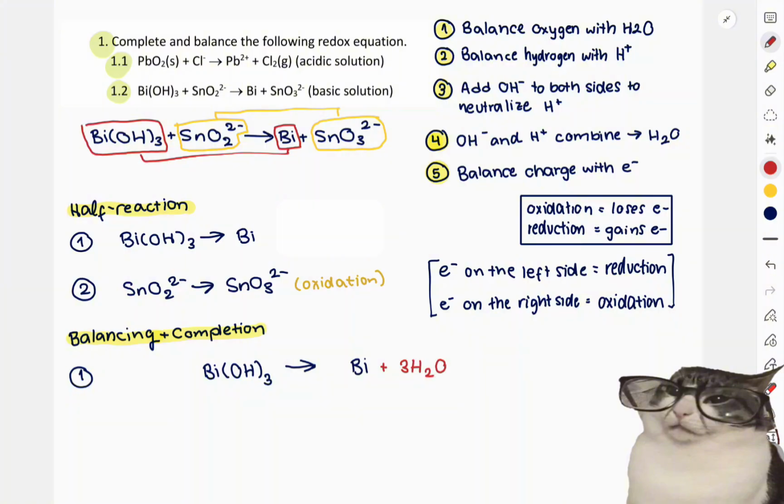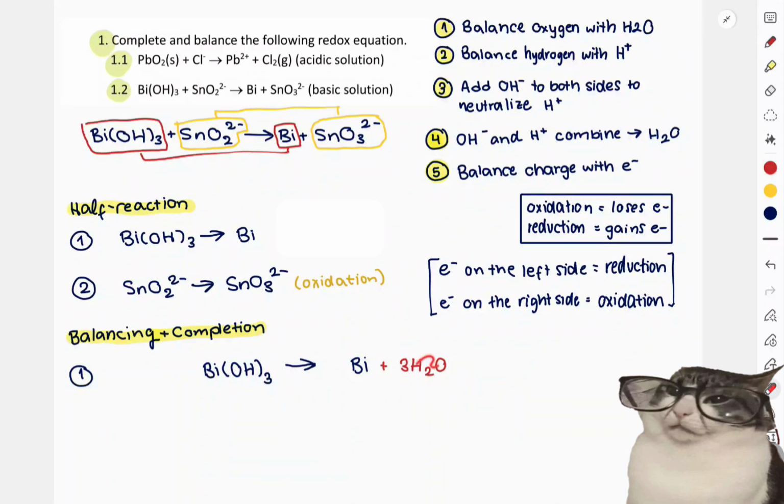Now let us balance the hydrogen atoms. So we have 3 times 2 is 6. We have 6 hydrogen atoms on the right side of the equation, and we only have 3 on the left side of the equation. So that means that we need to add an additional 3 hydrogen atoms or 3 protons onto the left side of the equation. Now, since this is a reaction that occurs in a basic medium, we need to add 1 hydroxide ion to each proton or each hydrogen ion on both sides of the equation.